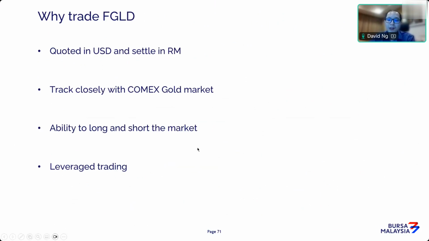So why trade FGLD? As I mentioned, it's a local gold futures contract. The good thing is that it's quoted in US dollars, so it makes it easier. You don't have to calculate in your mind, doing the currency conversion, before you actually make a trade. And it tracks quite closely with COMEX Gold. Obviously, there are certain times where it doesn't track that closely, but in general, most times it does track quite closely.